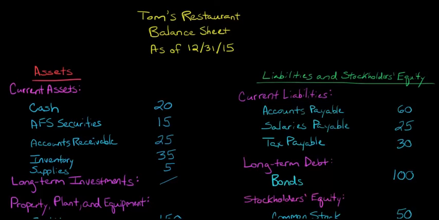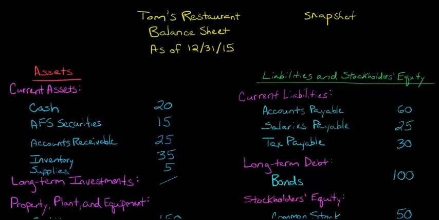So if we look at the top of a balance sheet, I've chosen here, let's say that we have a restaurant. That's our business. This is Tom's Restaurant. It says balance sheet. And then we've got "as of" a specific date. Remember how important that is, that a balance sheet is a snapshot of the accounts at a certain point in time. If we could just take a picture of Tom's Restaurant as of December 31st, 2015, what would be the balances in the different accounts for assets and liabilities and equity?